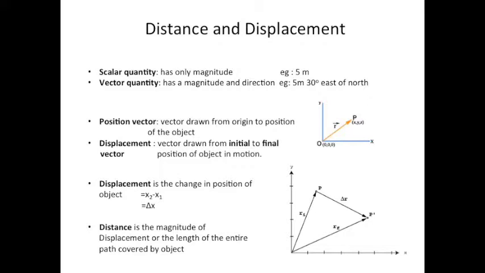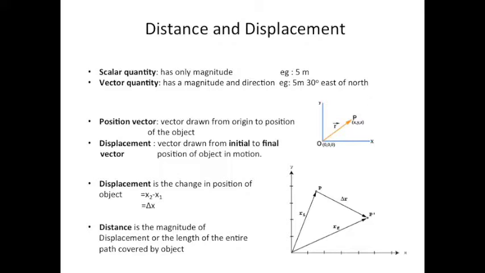Now displacement vector is equivalent to displacement because displacement is the change in position of the object. That's x2 minus x1, where x1 is the initial position and x2 is the final position, which is nothing but delta x, which is equivalent to delta R I was just talking about a while ago. Now, what is distance? Distance can be defined in two ways. It can be defined as the magnitude of displacement, but this isn't always correct. Let's see why. Or it can be defined as the entire path that's covered by the object.